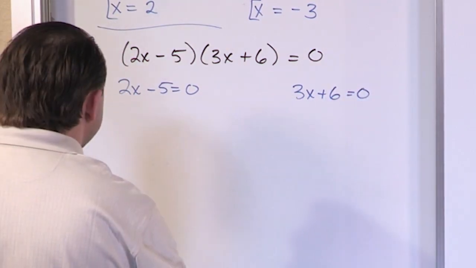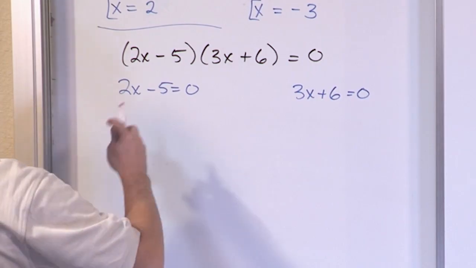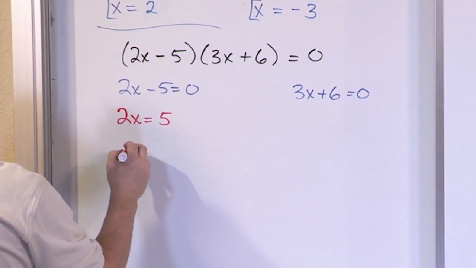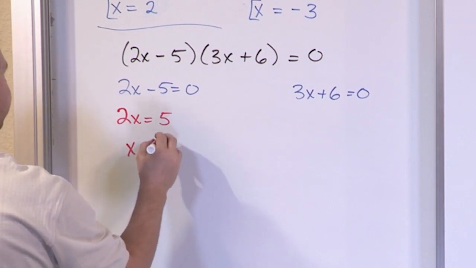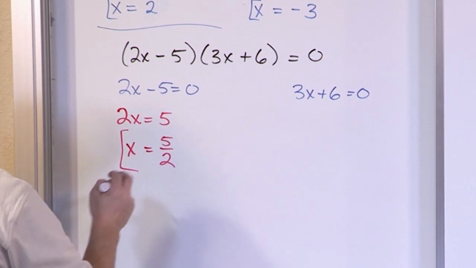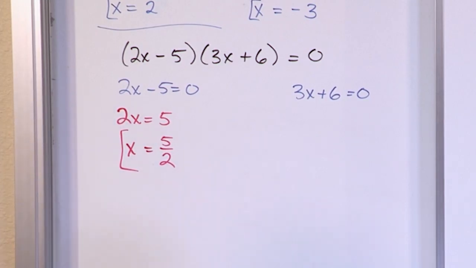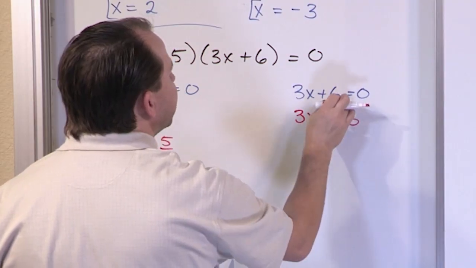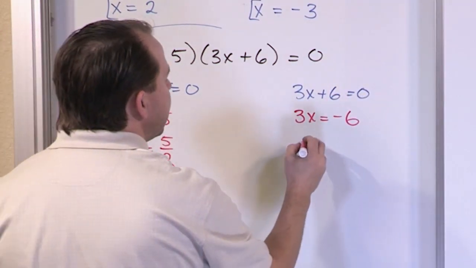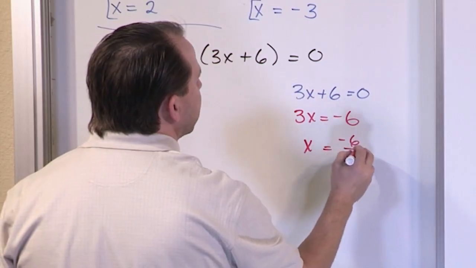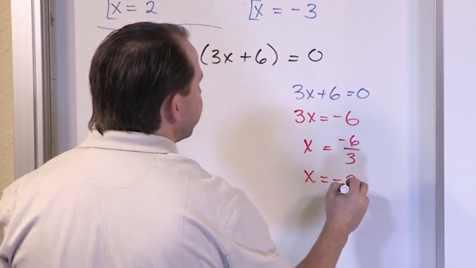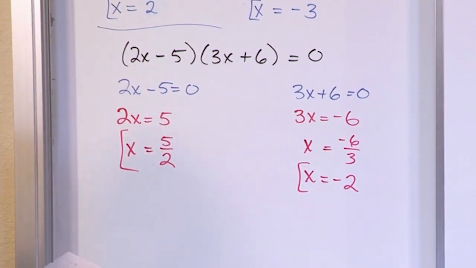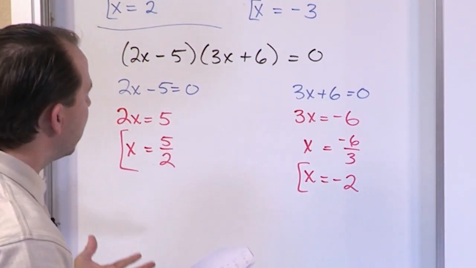So when we go and solve it, we'll add 5 to both sides. So we'll have 2x is equal to 5. And here, to find x, we'll just divide both sides by 2. And we've been doing this enough to know that for that one, x will be 5 halves. And then over here, we'll subtract 6 from both sides. So it disappears here, and we get negative 6 on the other side. Divide by 3 so that x is equal to negative 2. When we do this division, you get negative 2. So again, we get two values that both work.